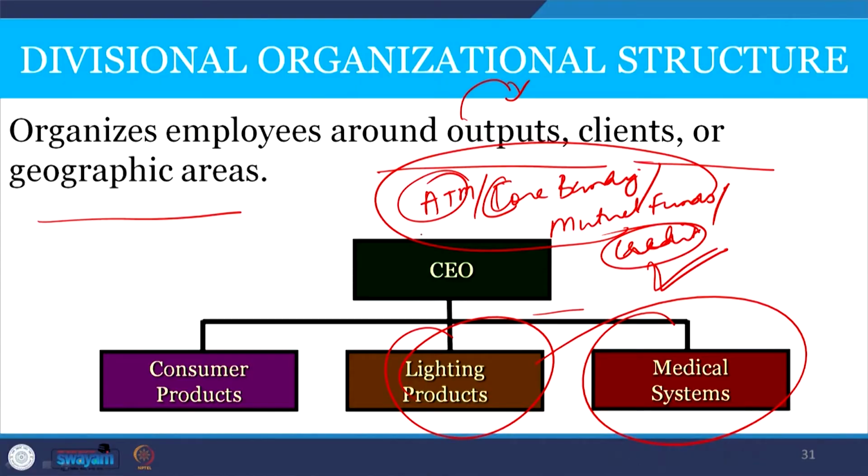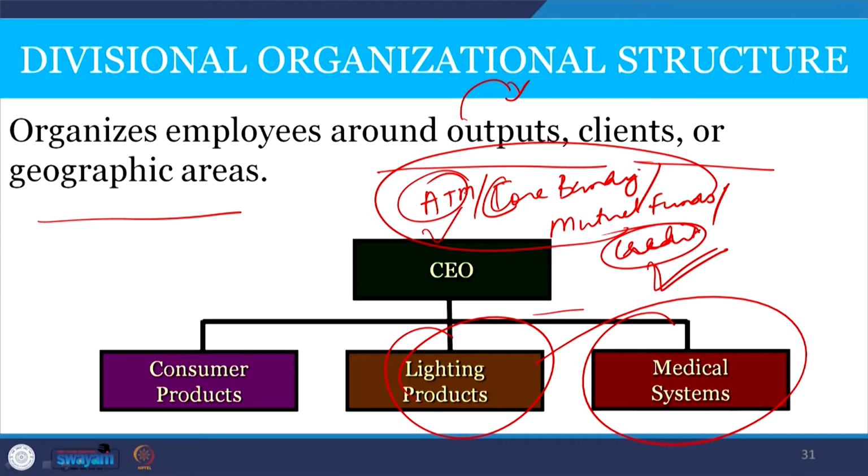So, moving further, we will discuss the divisional organizational structure. The divisional structures are based on the output or clients or geographic areas. The organization organizes employees around the output or clients or geographic areas. We will start with each of them, giving examples of each of them. Output, like in the banking sector, the outputs or the products.